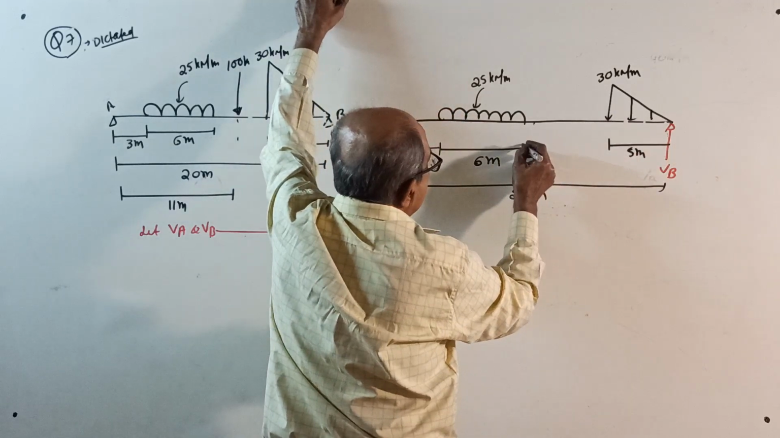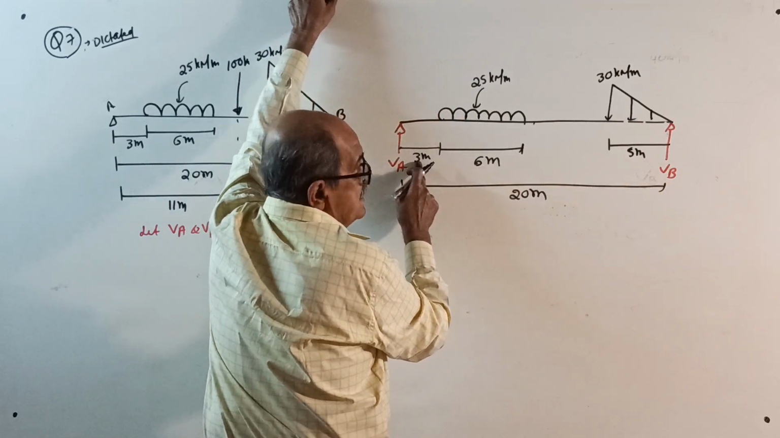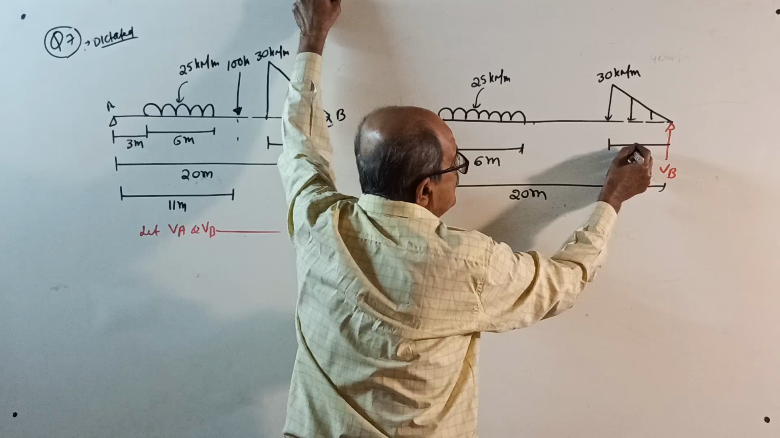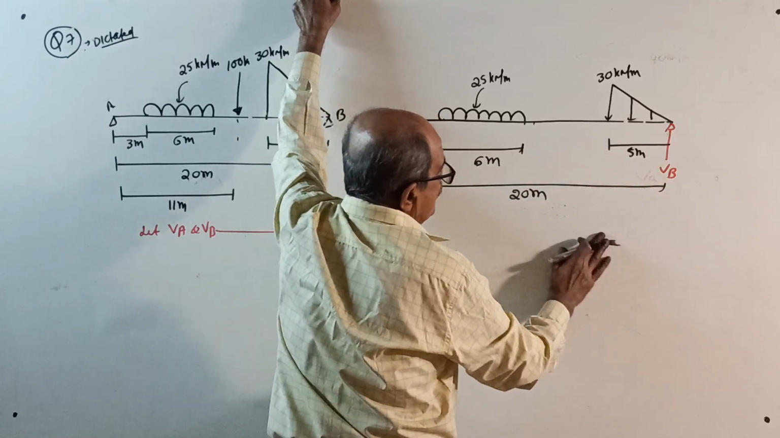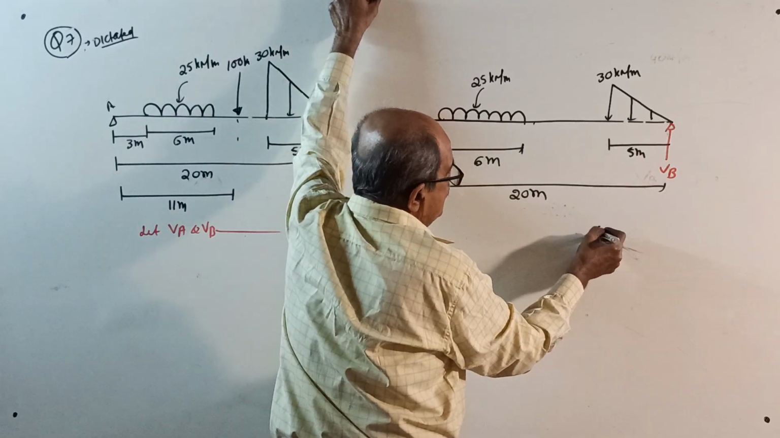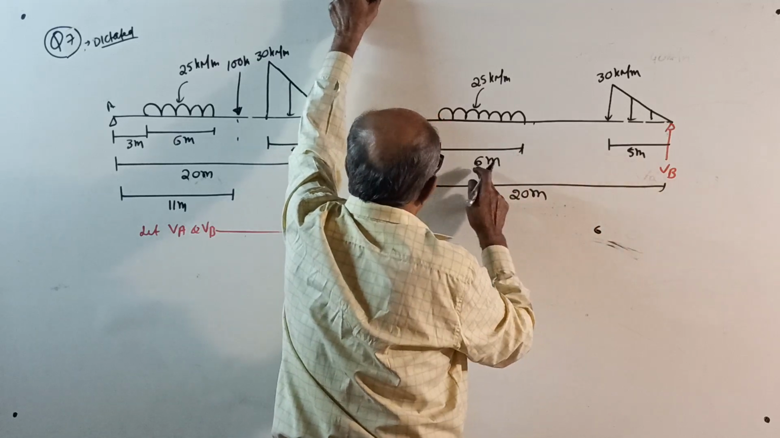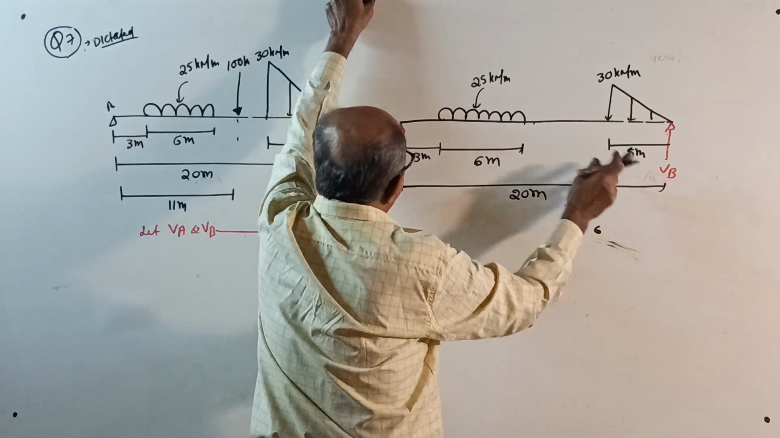Now this gap will become 6 plus 3, 9. 9 plus 5 is 14. This gap is 6 meter. 6, 5, 11, 13, correct. 6, 12, 13, 20, correct.